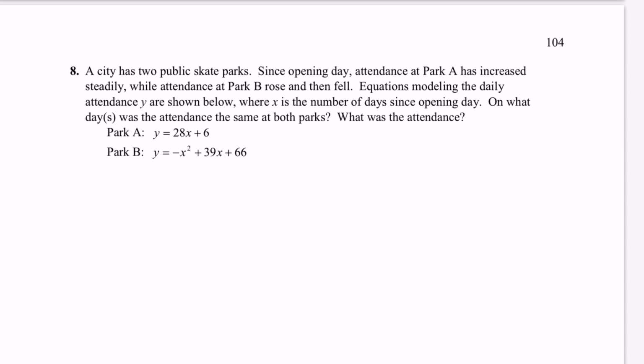A city has 2 public skate parks. Since opening day, attendance at Park A has increased steadily, while attendance at Park B rose and then fell. So one is going up in a straight line, and one is an upside down parabola. It went up, but then it fell down. On what days was the attendance the same at both parks?